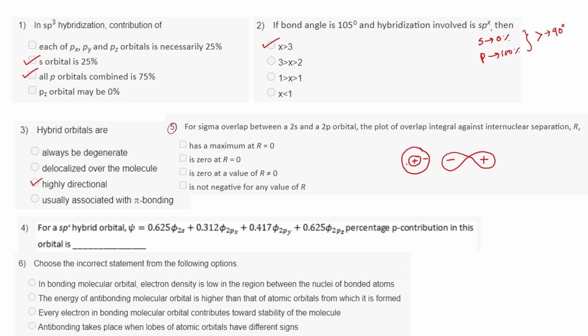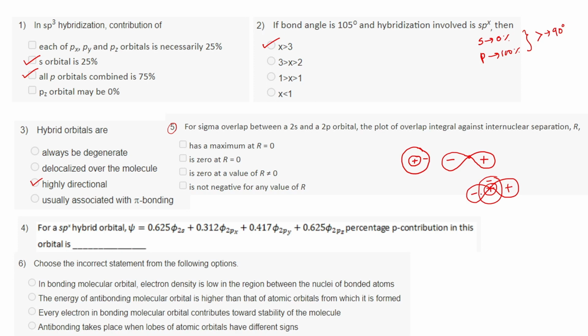So if it is overlapping, what is going to happen at r equals 0, where the two nuclei are overlapped? At that position, this is minus, plus, and inside this is plus, which is obviously going to be 0, right, for both the overlaps. And outside the outer lobe, that is also going to be 0, right? If we check one by one, the two lobes, we're just checking the integration, right? This side is minus, this side is plus.